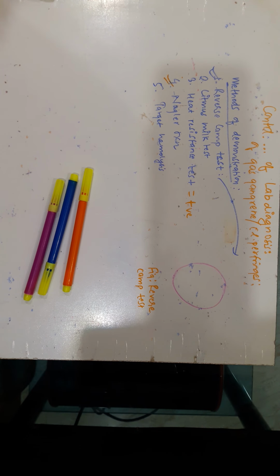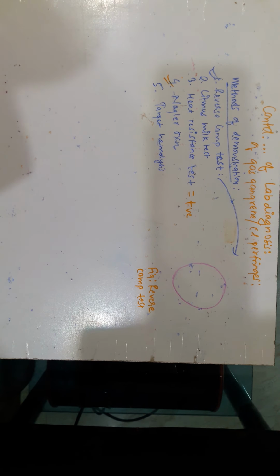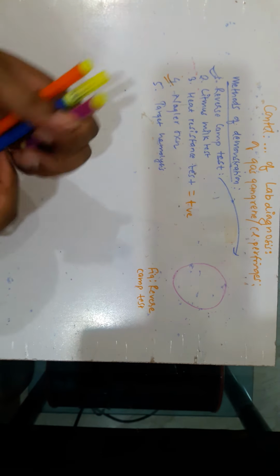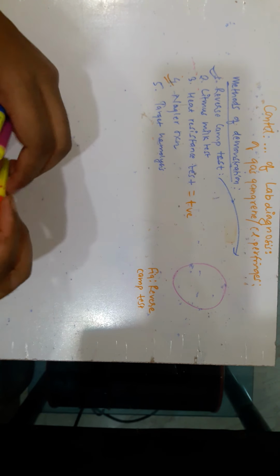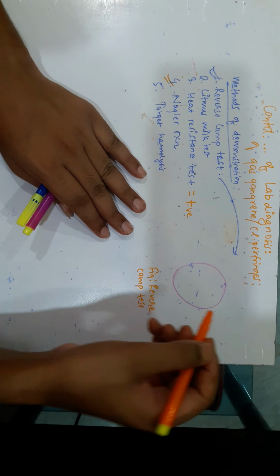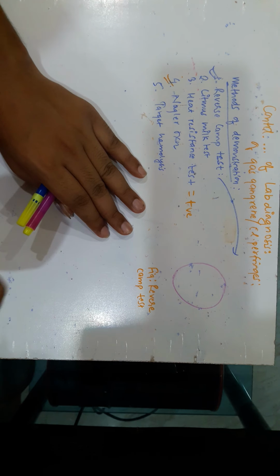So guys, we are discussing the reverse CAMP test, and we said that in the reverse CAMP test we use group B streptococci to identify Clostridium perfringens. So let's understand how it works. Just try to understand for now; we'll write the points after it. What happens in the reverse CAMP test is, as I mentioned earlier, we use group B streptococci.